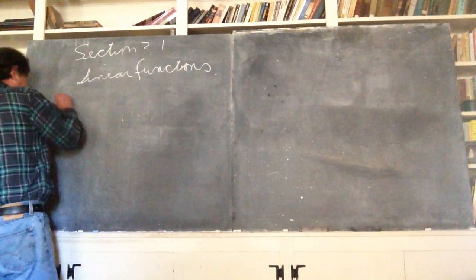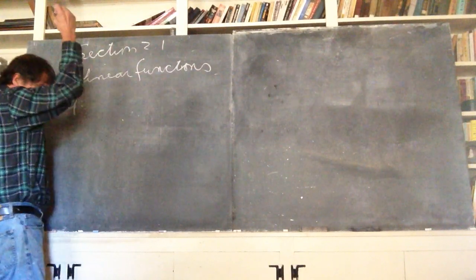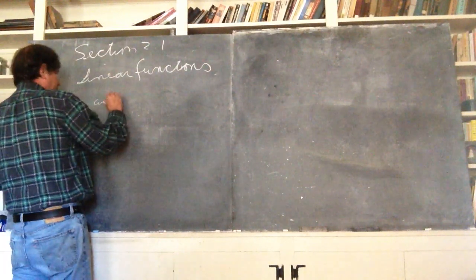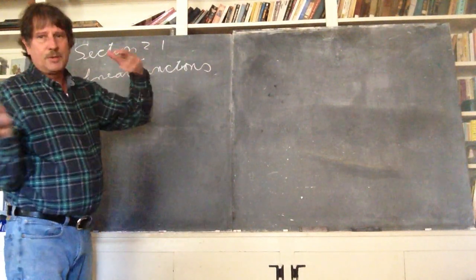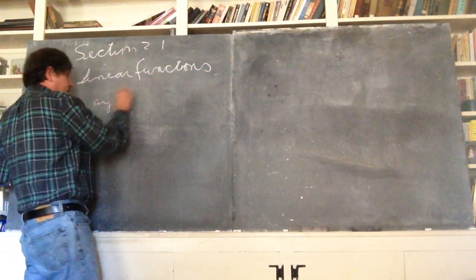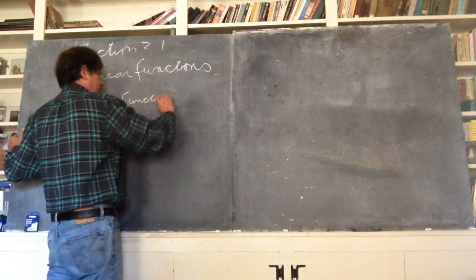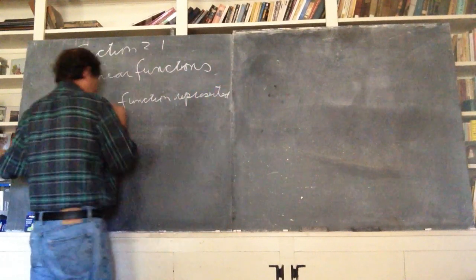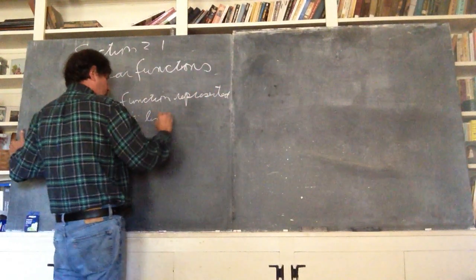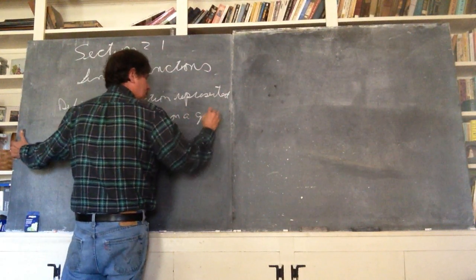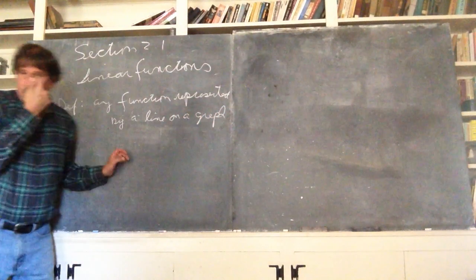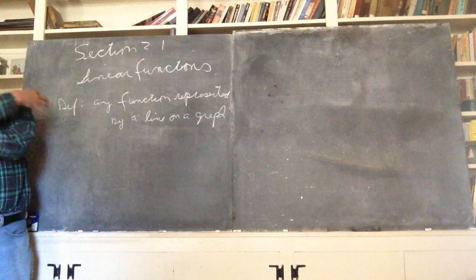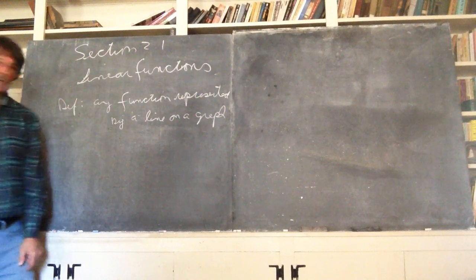So what is the definition? A linear function is, first off, any function that is represented by a line on a graph, except for vertical lines. We're going to talk about vertical lines. But if you have a graph and there's a line, that's a linear function.